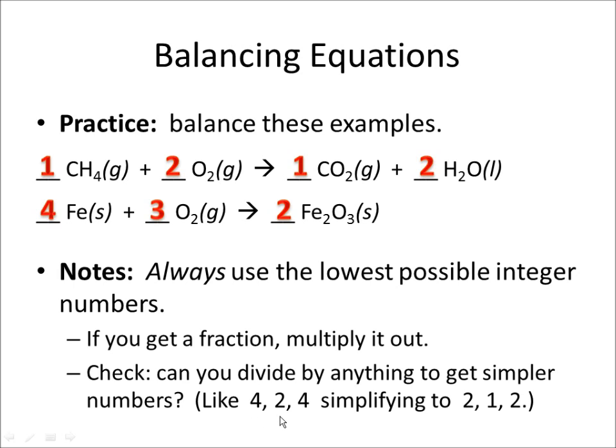Yeah, so for example, if you had an equation where at the end you got 4, 2, and 4, that's totally cool. Just divide it by 2 to get 2, 1, and 2. So if you balance things element by element and you go a little too far, but it's still balanced, that's fine. You can fix it. Totally fixable.